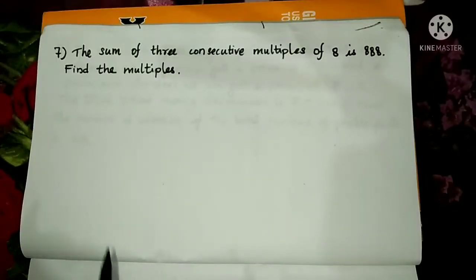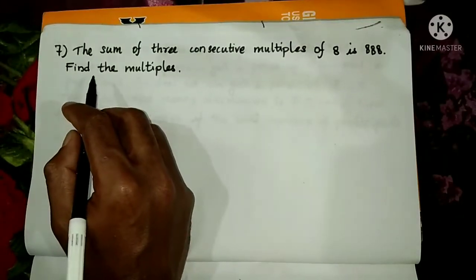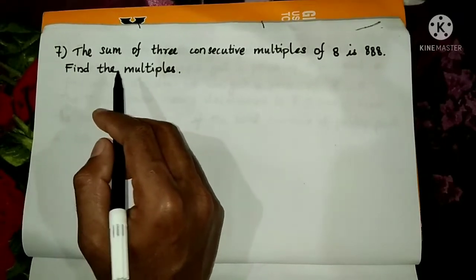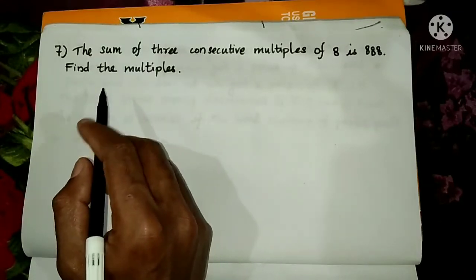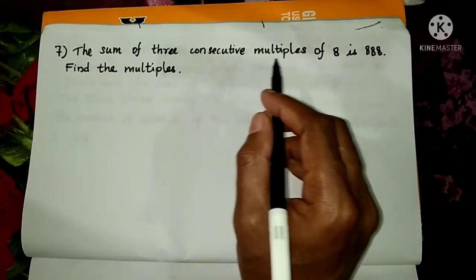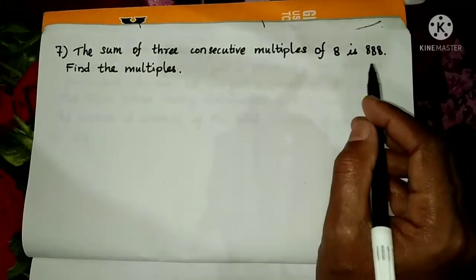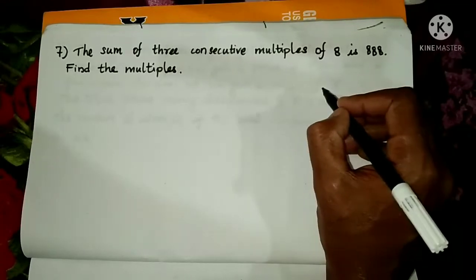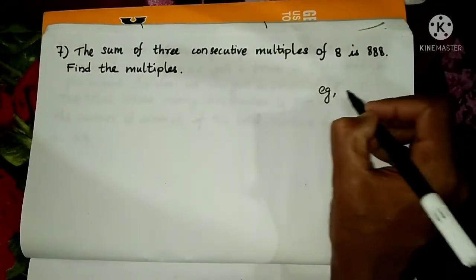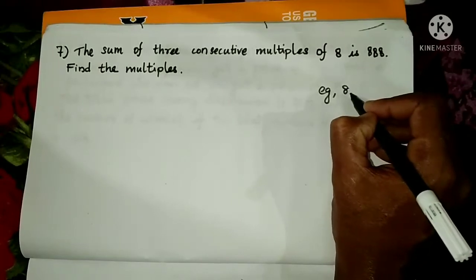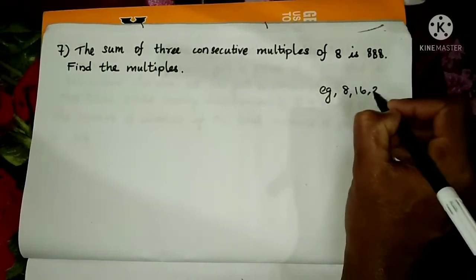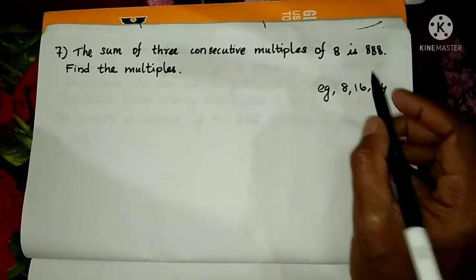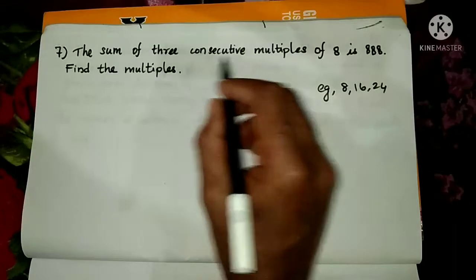Now let us solve the seventh question from exercise 2.2. It is similar to the sixth question. The sum of three consecutive multiples of 8 is 888. Find the multiples. For example, multiples of 8 can be 8, 16, 24. These are three consecutive multiples, but here we don't know what these numbers are.